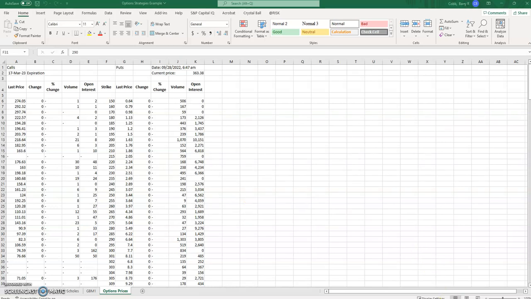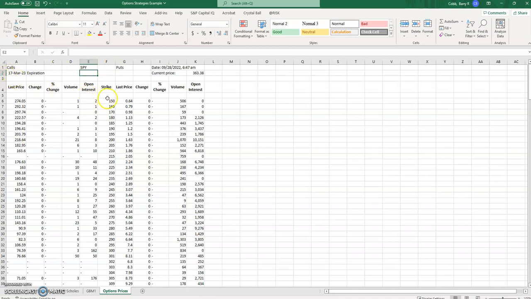This video is going to illustrate the use of the Black-Scholes model to find an implied volatility for a market-traded option. So on this tab, we have some market-traded options for SPY, which is an index mutual fund that follows the S&P 500.